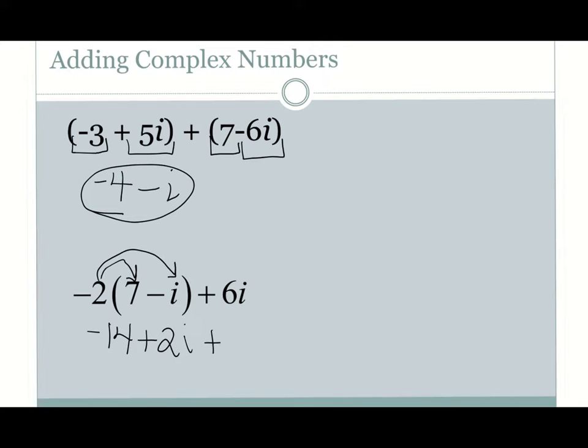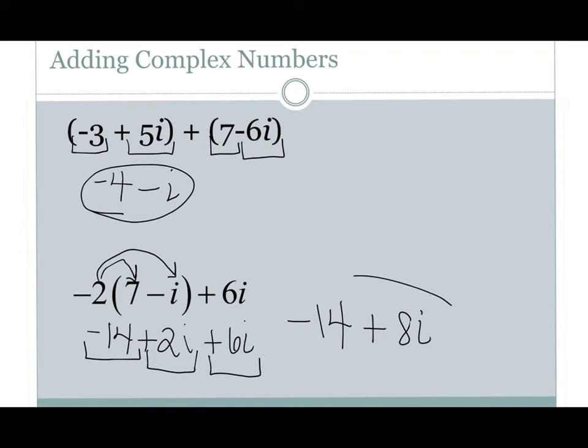And then plus 6i. So if I look at my first number here, I have a -14, and that's not going to combine with anything because we have no other numbers for that to go with. So I just have -14. And then I have 2i plus 6i, so I have 8i. So -14 plus 8i would be my final answer.